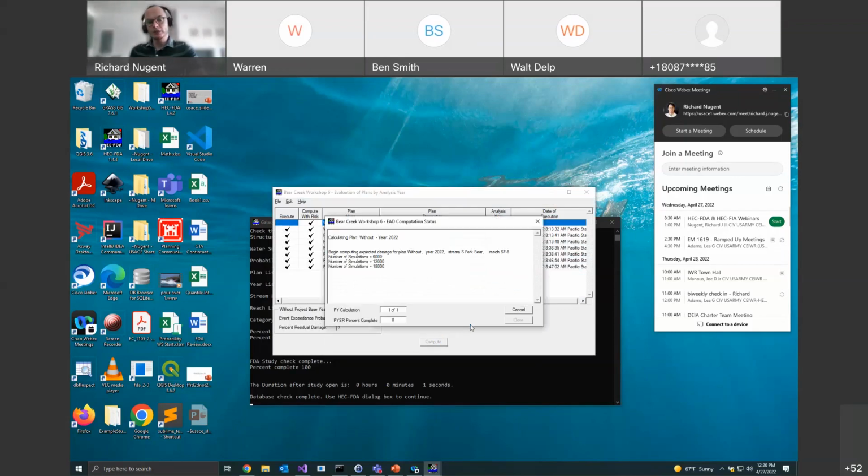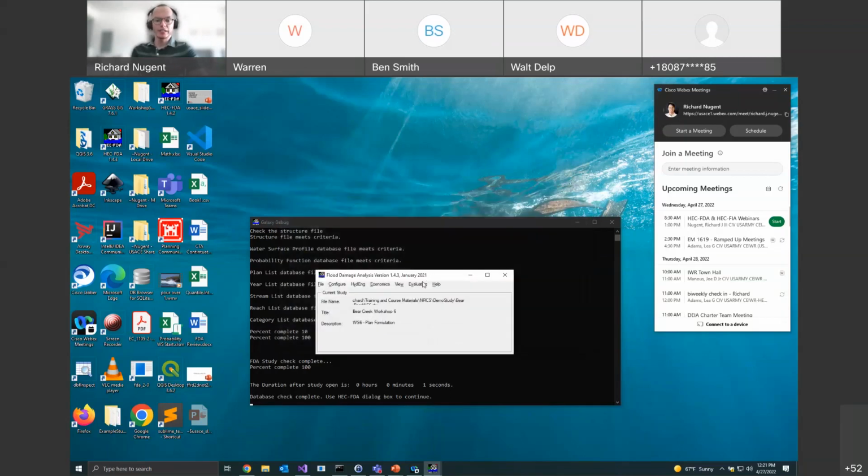Right, so right now we're computing expected annual damage for 2022. We're running 78,000 simulations for reach SF8. We ran 25,000 simulations for SF9. The number of simulations depends on how long it takes to converge expected annual damage and converge the distribution of stages.